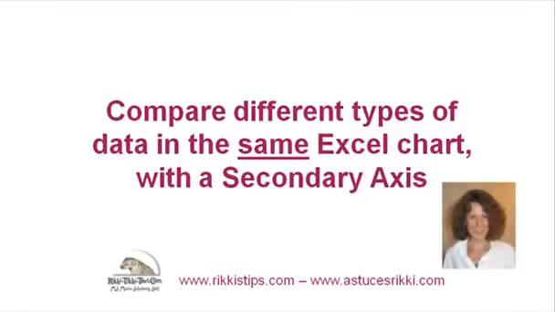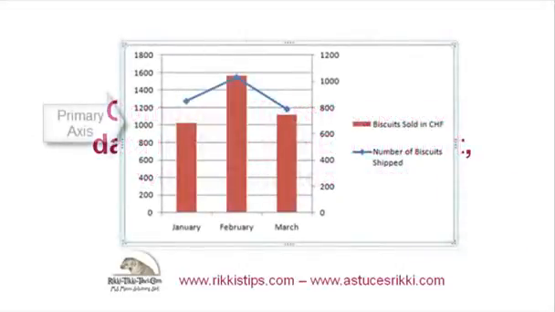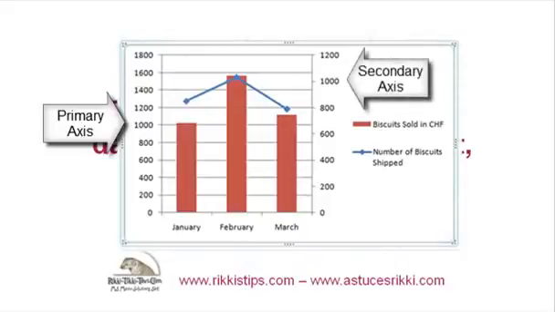My name is Doris Edwards, and today I'm going to show you how to add a secondary axis to your Excel chart. But what exactly is a secondary axis? Have you ever wondered how to compare two different types of data in the same Excel chart? For example, you could show on the primary axis how much money you made each month from selling biscuits, and at the same time, on the secondary axis, how many biscuits you physically shipped during that same period.